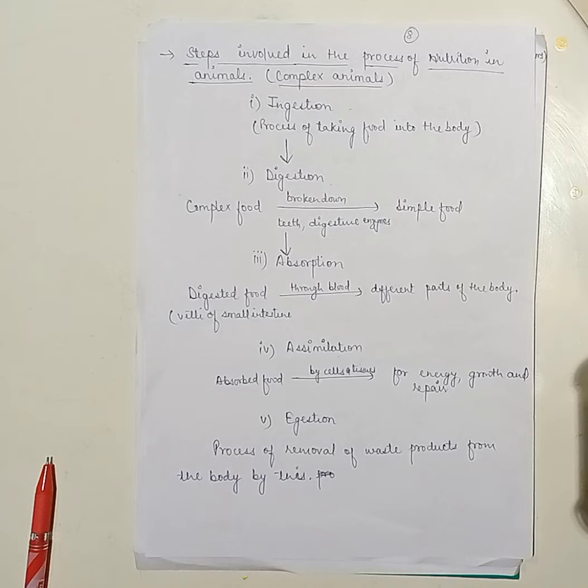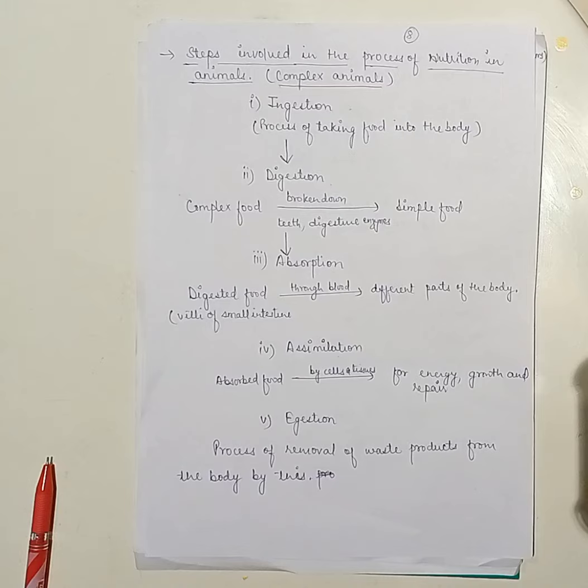Now fourth is assimilation. Assimilation means use of those important substances, or we can say vitamins or minerals which come from the food, and they reach different tissues, different cells, and they provide energy for us. They repair the cells and tissues. This process is called assimilation.